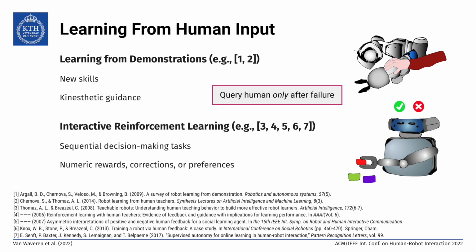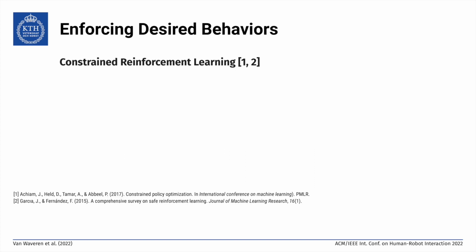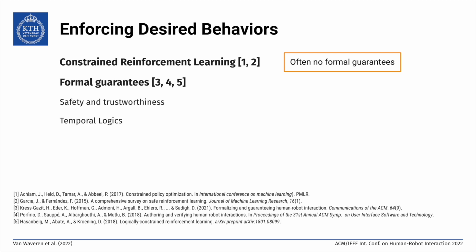So when we have obtained human input, how can we enforce correct robot behaviors? Constrained reinforcement learning enforces desired behaviors by restricting the state or action spaces, providing penalty rewards, or by interfering with the policy update. However, it requires technical expertise and can often not formally ensure that the undesired behaviors are always avoided. Such formal guarantees are crucial for robots' real-world deployment and trustworthiness.